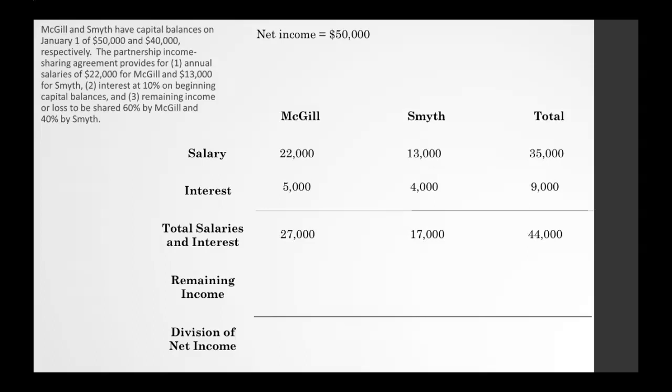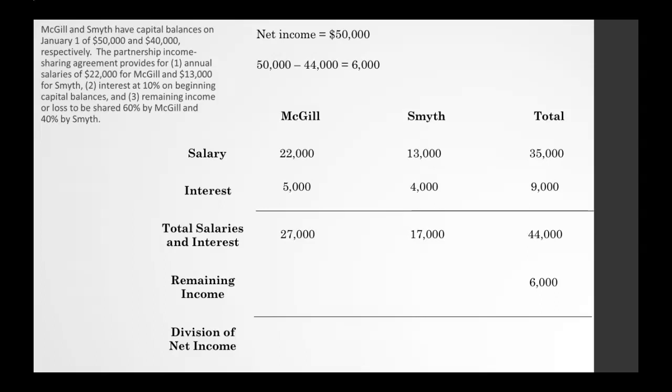Now we can move on to that step 3, where we show this remaining income or loss being shared 60-40. So we need to find out how much is left over. So what we do is we take our net income, that $50,000, and we subtract out the total salaries and interest for both owners, that $44,000 that we found. And that shows that we have $6,000 left over that we can split up. So we'll toss that into the total for the remaining income.